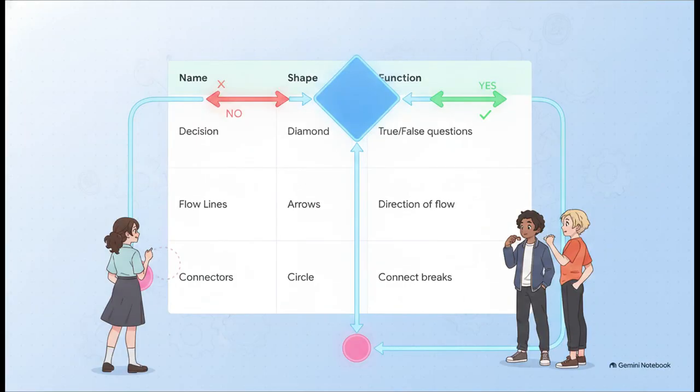All right, now for the final 3 symbols. The decision box is shaped like a diamond. We use this whenever we need to raise a true, false, or yes, no question, just like that if-then logic we saw with Ava comparing those 3 numbers.